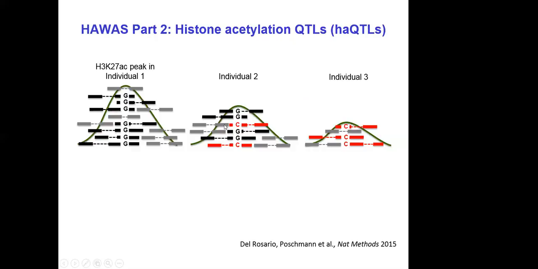And what we're looking for is loci like this, okay? So here's a SNP, it's a GC SNP. The GG homozygote has a very tall ChIP-seq peak.